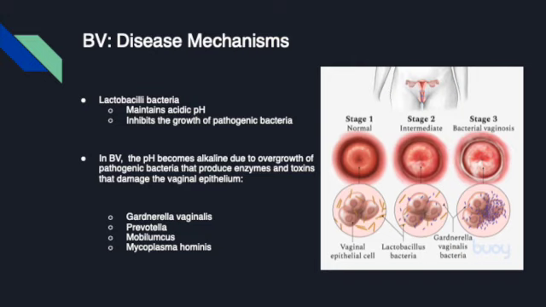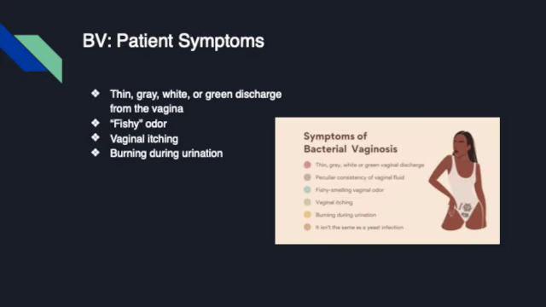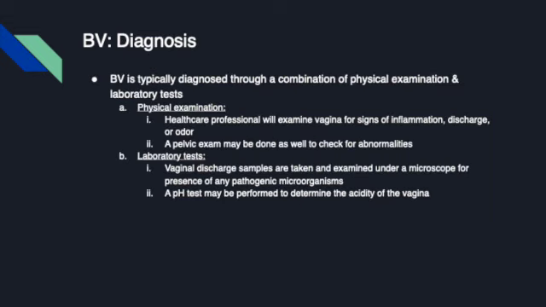Some common signs or symptoms of bacterial vaginosis include thin gray, white, or green discharge from the vagina, a fishy odor of that discharge, vaginal itching, or burning during urination. Bacterial vaginosis is typically diagnosed through a combination of a physical exam and laboratory tests.